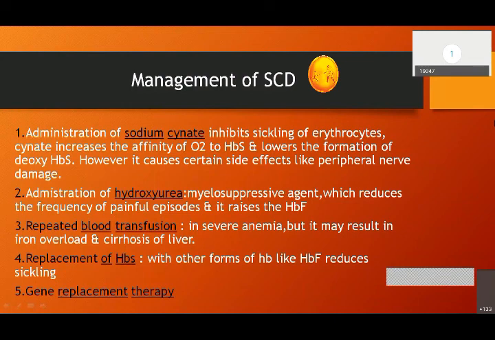Third is repeated transfusion. In severe patients, blood is transfused, but it may result in iron overload, ferritin overload, etc., and lead to cirrhosis of the liver. Fourth is replacement of HbS, which means the hemoglobin is replaced with another form of hemoglobin like HbF, which reduces the sickling. And the last is gene replacement therapy.